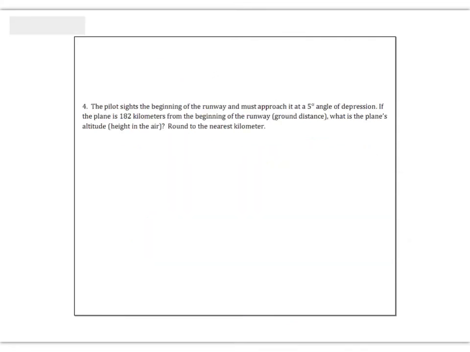The pilot sights the beginning of a runway and must approach it at a 5-degree angle of depression. If the plane is 182 kilometers from the beginning of the runway, ground distance, what is the plane's altitude or height in the air? Round to the nearest kilometer. Okay, draw another airplane. Beautiful. Here's the runway that it has to land on. All right, so it has to have a 5-degree angle of depression.